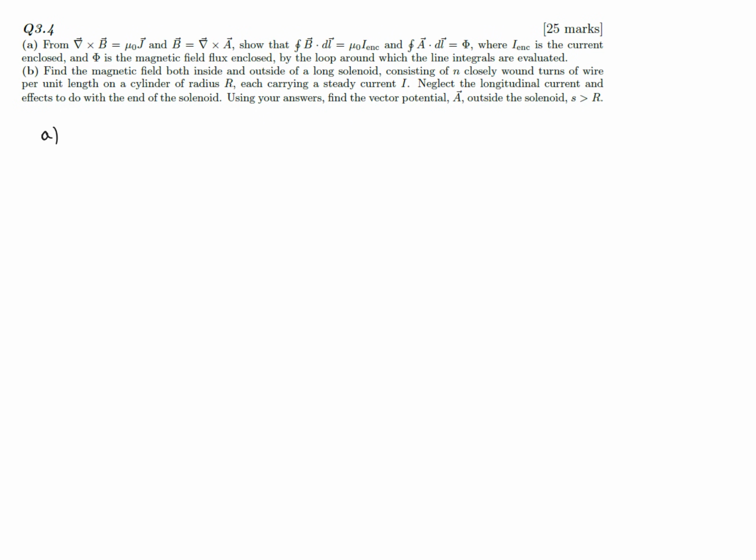So this is question part A, subpart I. We're going to start from the curl of the magnetic field is mu naught J. Let's take the integral dA of this object on both sides of the equation.